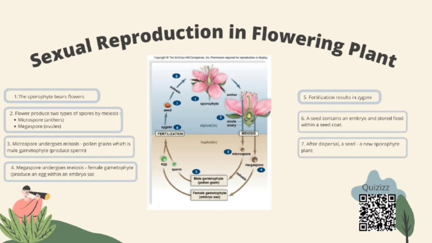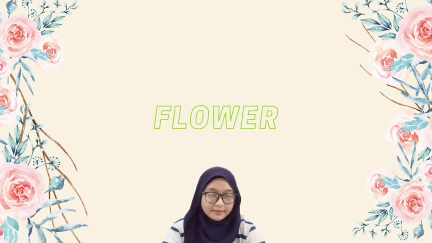sperm. Fertilization results in a zygote. A seed contains an embryo and stored food within a seed coat. After dispersal, a seed becomes a new sporophyte plant. Let's learn about its anatomy.